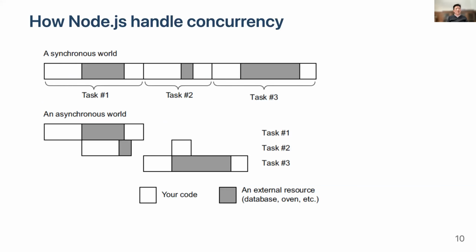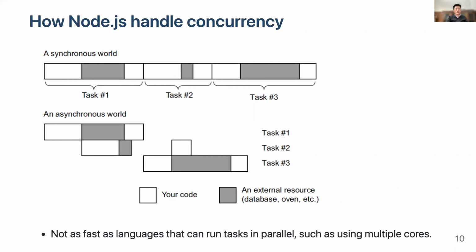Okay, so this is the examples of handling concurrency. Concurrency means doing things in parallel. The opposite of concurrency is doing things in sequence. So this will be the doing things in sequence example. And so you have these 3 tasks, and you will do task 1 first.